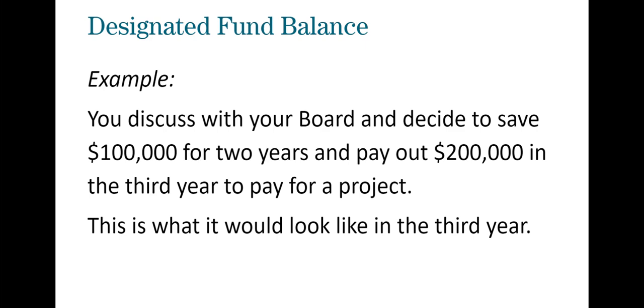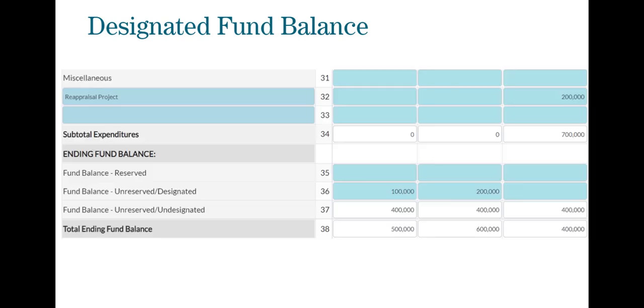And this seems pretty reasonable. I should probably be upping these numbers. But anyway, this is what it would look like in the third year. So keep in mind each year you're saving 100,000. And then in this case, we're saying, okay, but in the budget year, you're going to pay out that 200,000 that you've been saving to actually pay for the project. So this is what it would look like on the assessment expense fund.